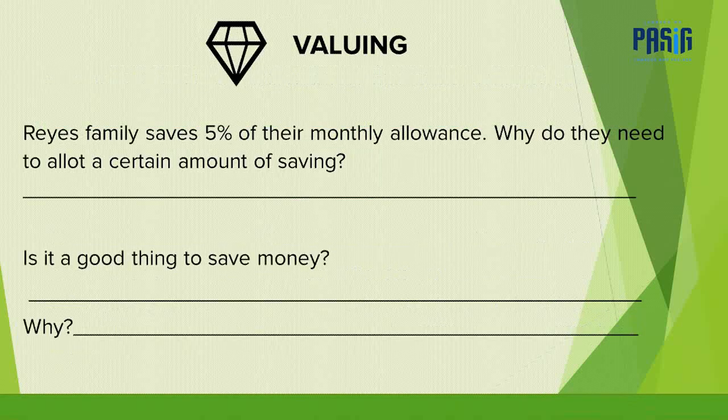Rhea's family saves 5% of their monthly allowance. Why do they need to allot a certain amount of savings? Is it a good thing to save money? Why? Okay, this time, kids, answer the valuing in your portfolio.